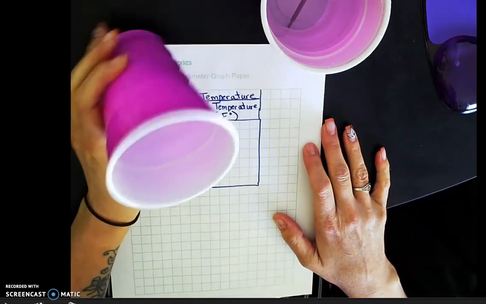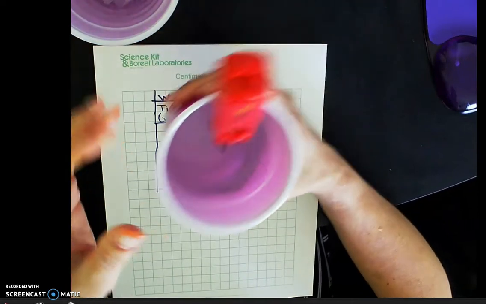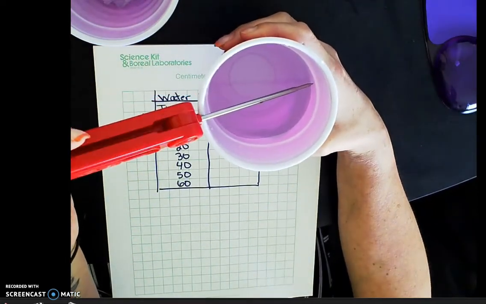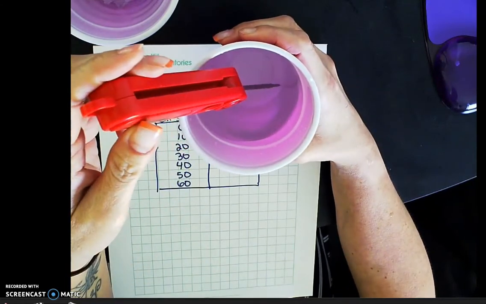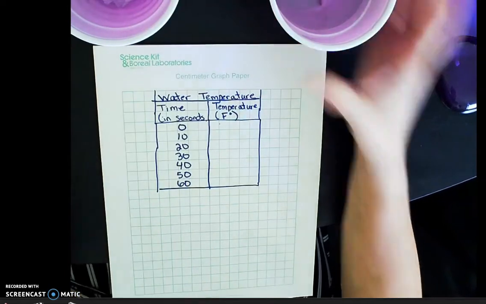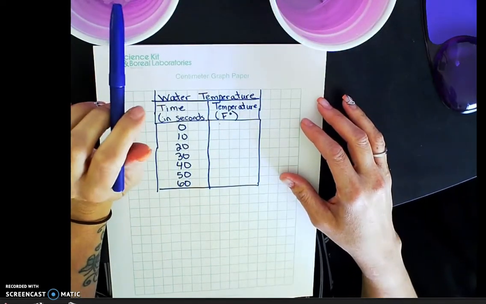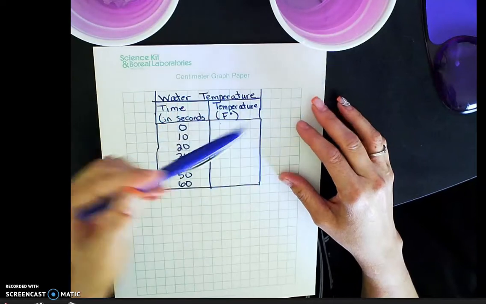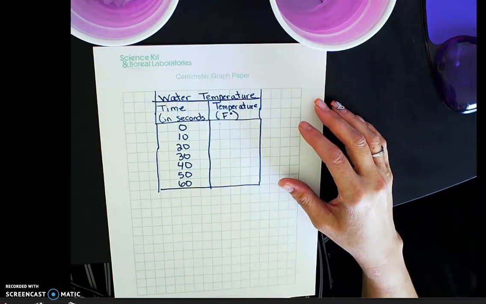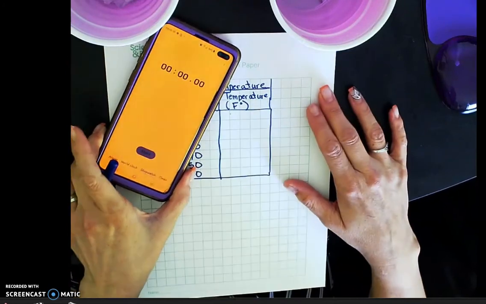In this cup I have some ice, and in this cup I have some water I just poured from my tap, and I'm measuring the temperature of it. So right now it's sitting at about 79 degrees. Okay. For my experiment, I'm going to pour the ice into the water, and I'm going to record the temperature every 10 seconds. Okay, and I'm going to keep track using my stopwatch.